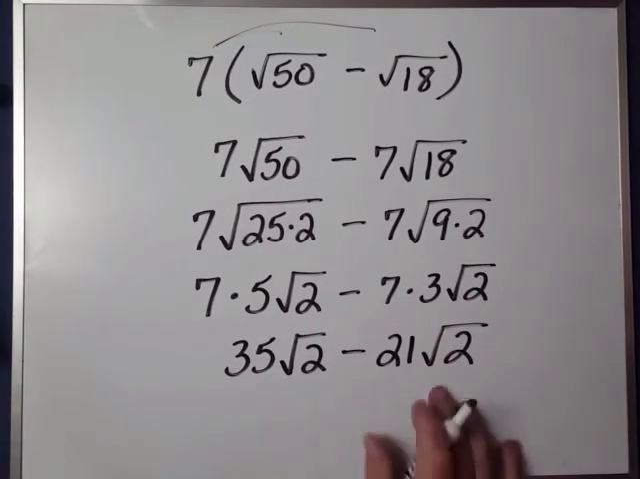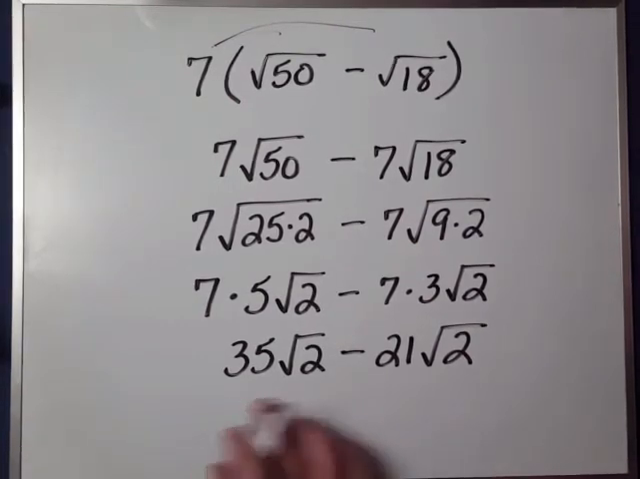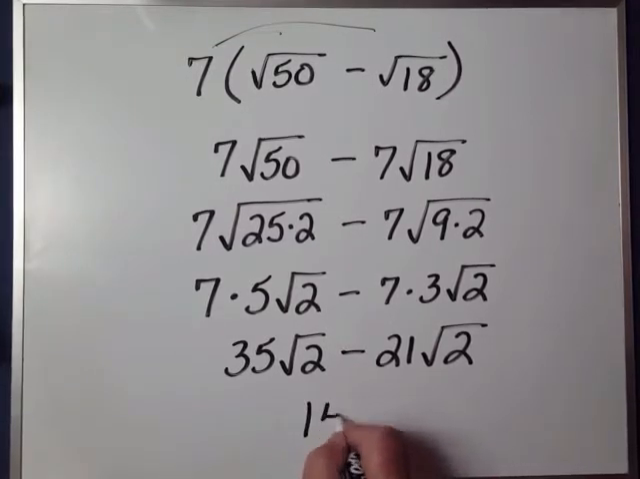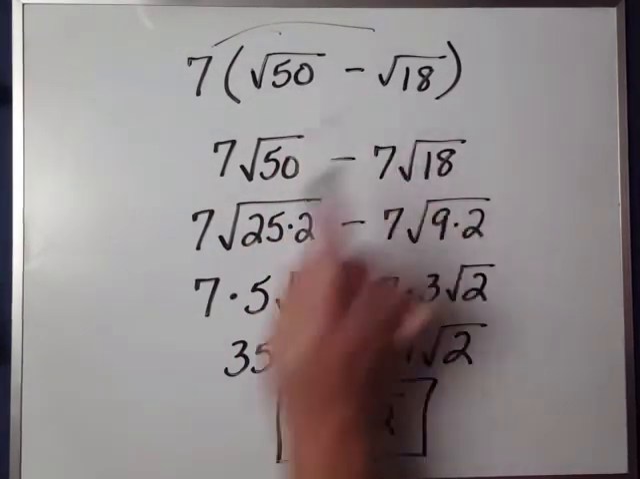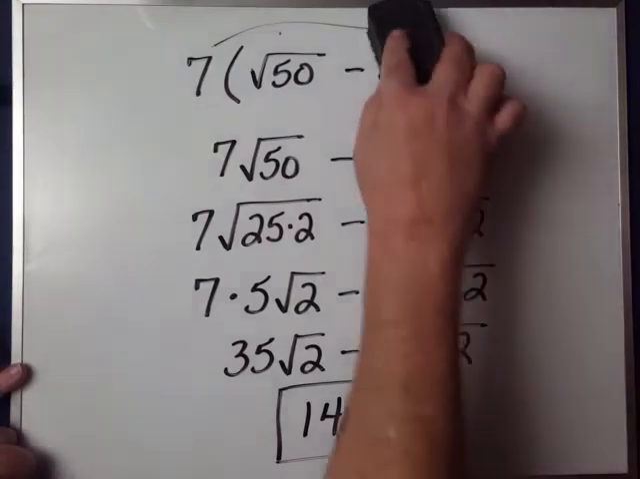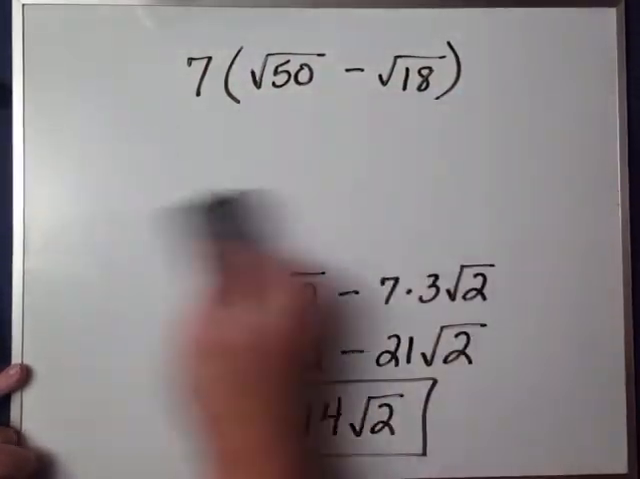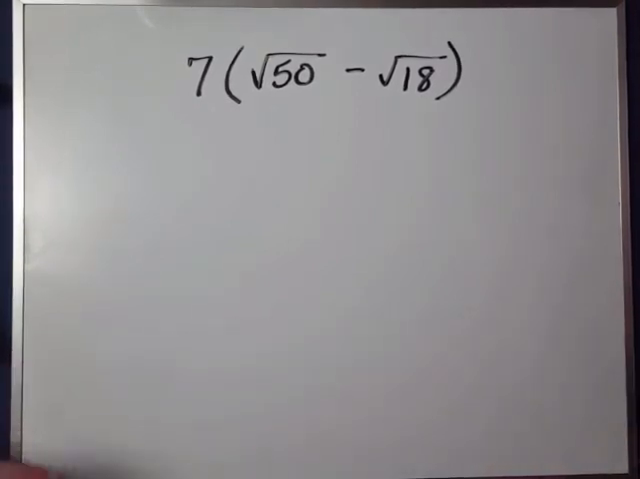And it turns out that these are like radical terms. So we will go ahead and subtract by combining like radical terms to get a difference of 14 square roots of 2. Let me go back and work this again, this time dealing with my perfect square factors in my radicands right away. 14 square roots of 2 is the answer.